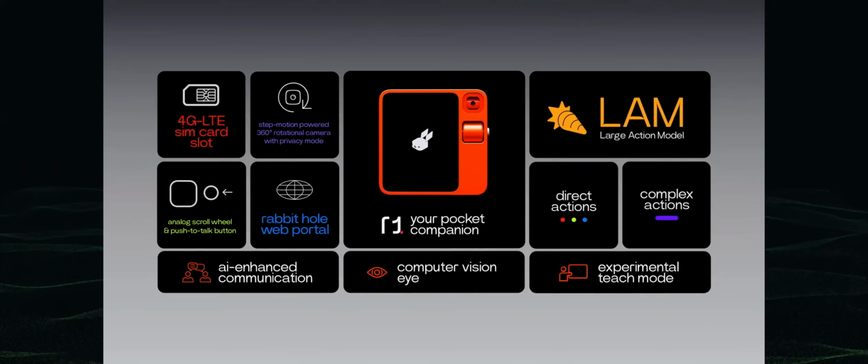R1 is our companion that hosts the large action model with natural language. I can use it for a wide range of tasks. Ask anything, direct actions, complex actions, AI-enhanced video calls, note-taker, translator, with a rabbit eye, computer vision, and experimental teach mode. On the hardware side, we got a 360 rotational camera, a global 4G LTE SIM card, a push-to-talk button, and an analog scroll wheel.